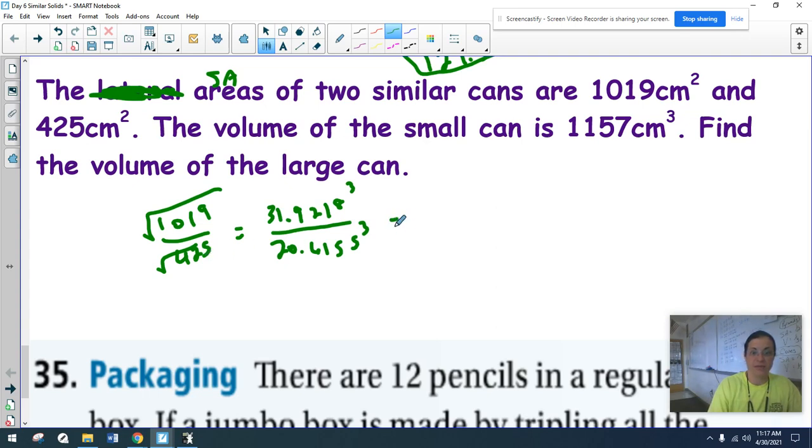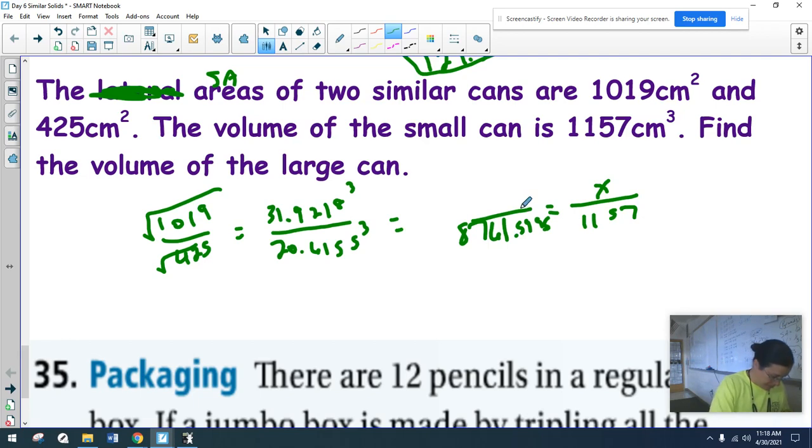So if you notice, I put the small one on the bottom. You have to be careful with that. When you do that, you have to stay consistent. So if I'm looking for the big one, I got the big one on top. I'm going to have to take that and cube it. So that 20 cubed is this, 0.5995. And on top, I'm going to take that and cube it. And this is going to give me 32,528.2932.